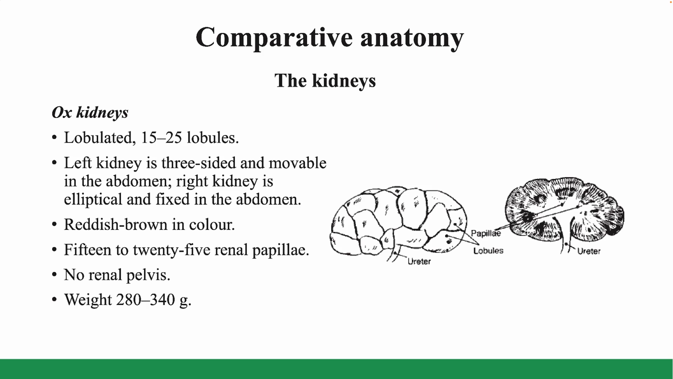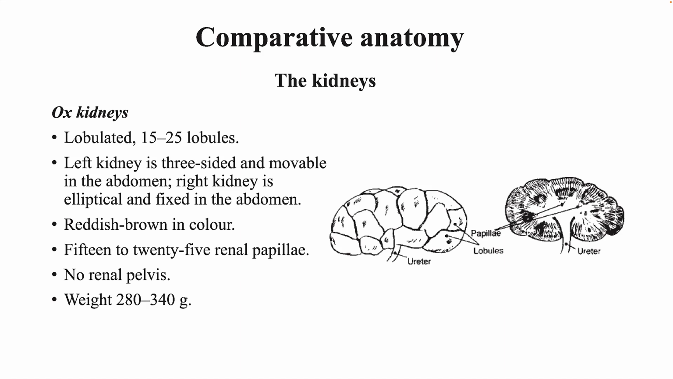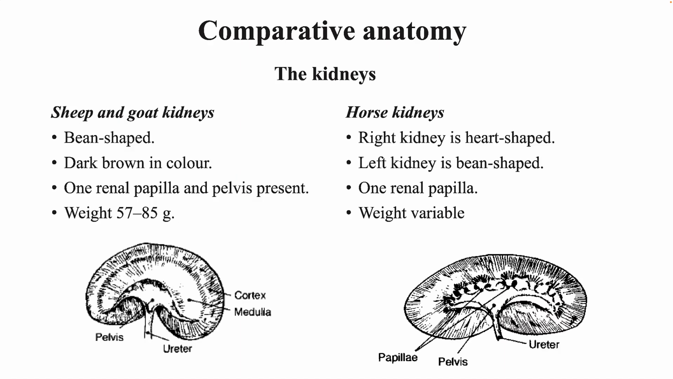Another thing, the left kidney in cows or in ox is movable, while the right one is more fixed to the abdomen. It's reddish brown in color, and there is no renal pelvis. Weight varies depending on the size of the ox.